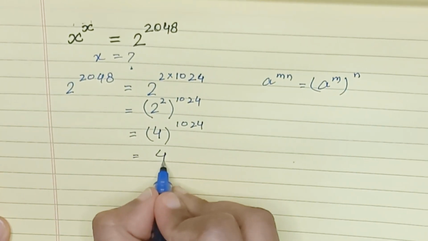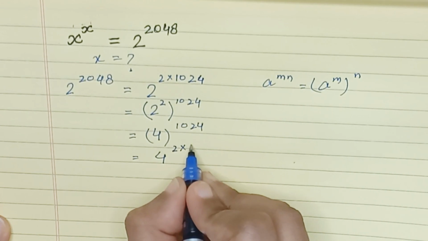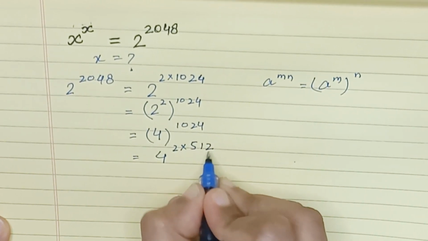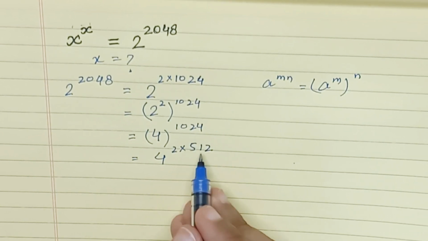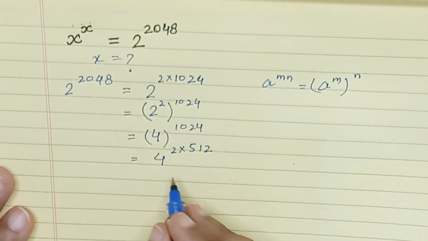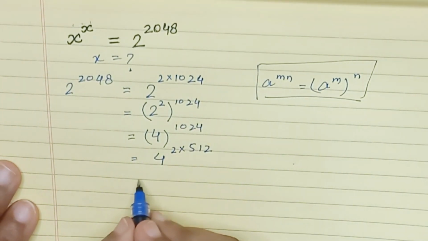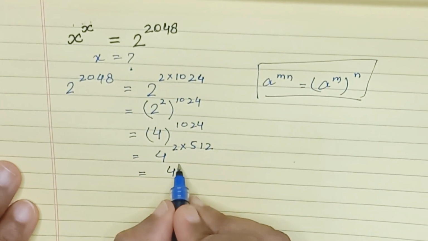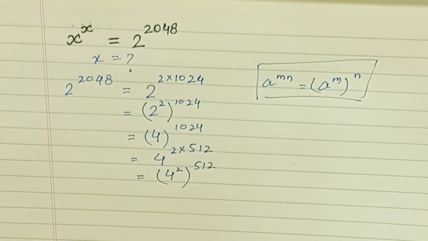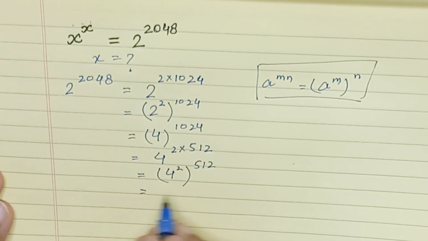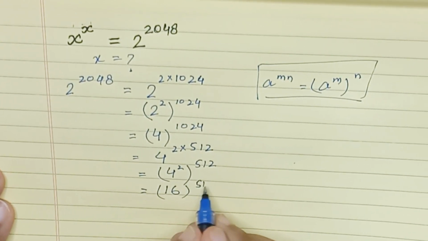Now again, 4 raised to the power 1024 can be written as 4 to the power 2 multiplied by 512: 2 times 5 is 10, 2 times 1 is 2, and 2 times 2 is 4. Again we will apply this exponential rule, so it becomes 4 raised to the power 2 and its whole power 512. 4 squared means 16, and its whole power 512.